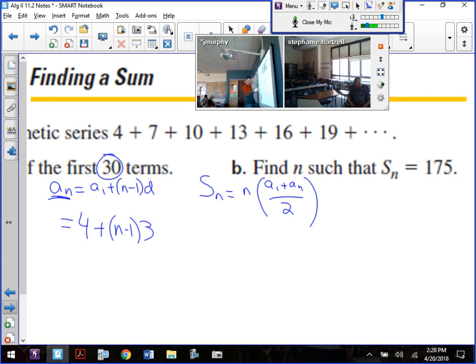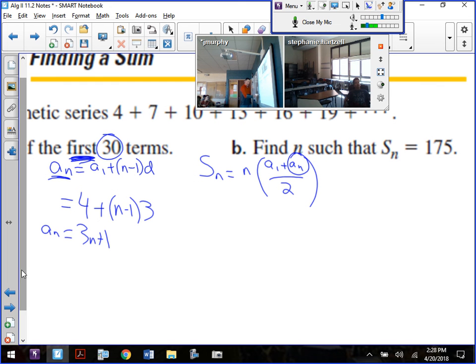I'm going to get 3n minus 3, so I get 3n plus 1. Are we okay with that? That's my nth rule. I was making sure you guys were paying attention. Good job. So my nth rule would be 3n plus 1. If I need to find the sum of the first 30 terms, I need to know what the 30th term is. So I do that now.